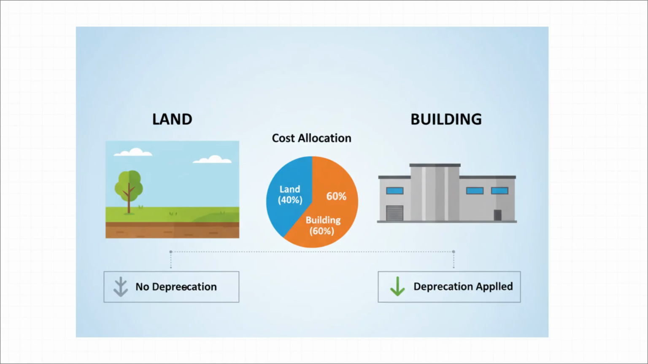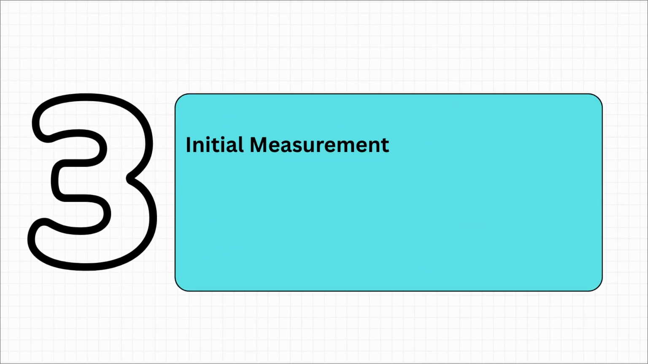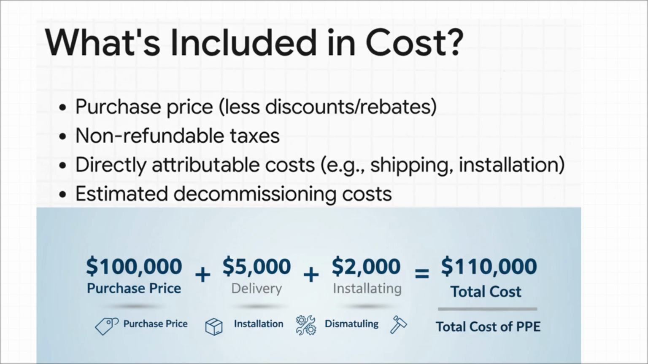So once we know what counts as PPE and how land and buildings are split, the next step is figuring out, how do we measure it when it first comes onto the books? At initial recognition, PPE is measured at cost. This includes purchase price, directly attributable costs like delivery, installation, or site preparation, and estimates of dismantling or restoration. Example: if you buy machinery for $100,000, pay $5,000 for delivery, $3,000 for installation, and expect $2,000 for dismantling, the total cost is $110,000.